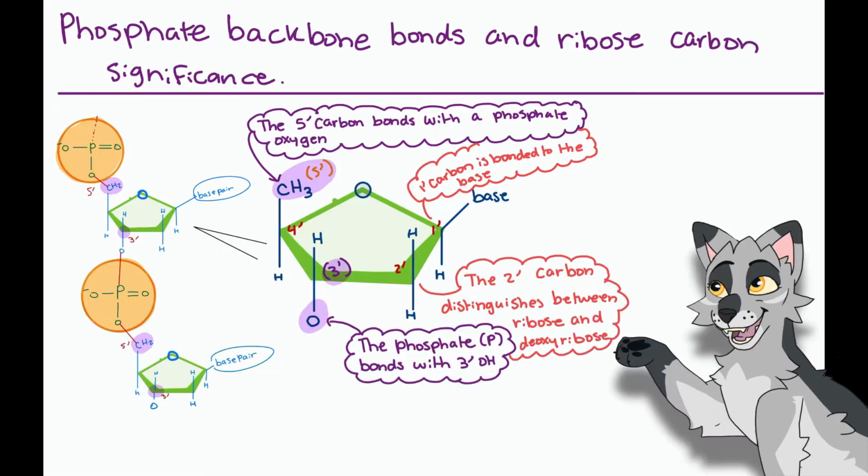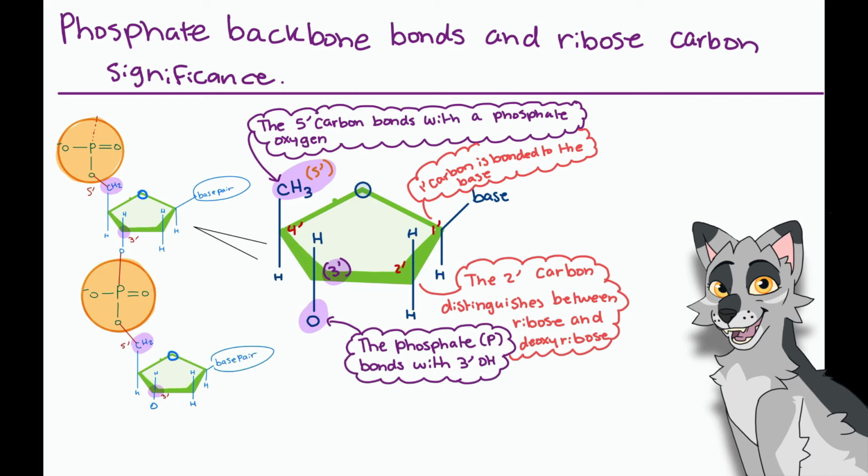Let's move on to other structural components, the phosphate backbone and the sugar component. The ribose/deoxyribose sugar is made of 5 carbons, 4 of which have significance. 1' connects to the base, 2' distinguishes between deoxyribose and ribose, 3' has an OH that bonds to the phosphate, and the 5' carbon bonds with the phosphate oxygen. This phosphodiester chain of bonds forms a sturdy structure that helps hold the strands together.